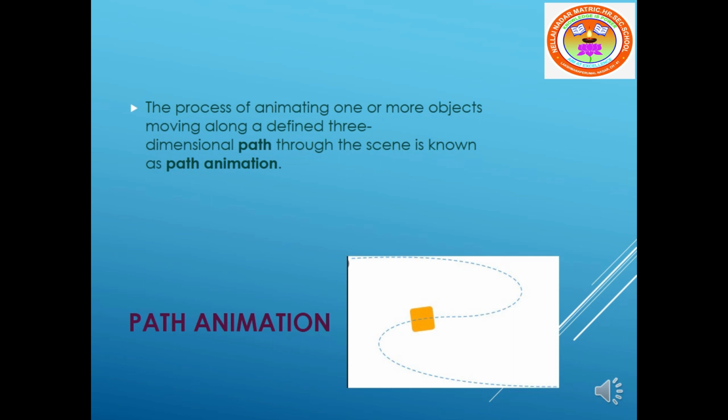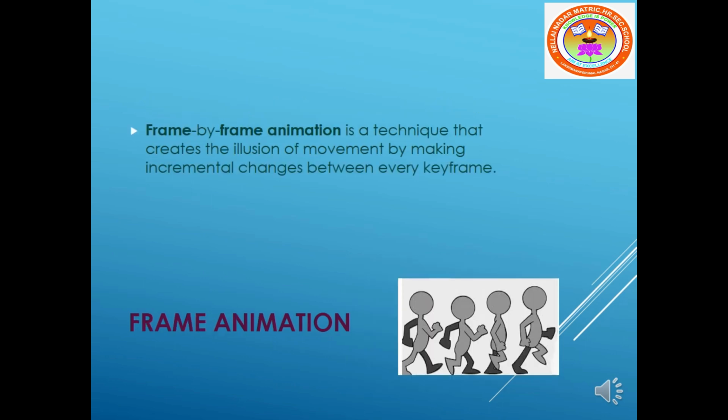The animation may be 2D or 3D, but the types of animation are path animation and frame animation. So if you draw a path and move the objects on that path, it is considered path animation. Able to understand? Next comes frame by frame animation. In each and every frame, we have to draw different drawings, different shape drawings. Frame by frame, you have to change the drawings so that when displayed rapidly, it looks like an object is moving.